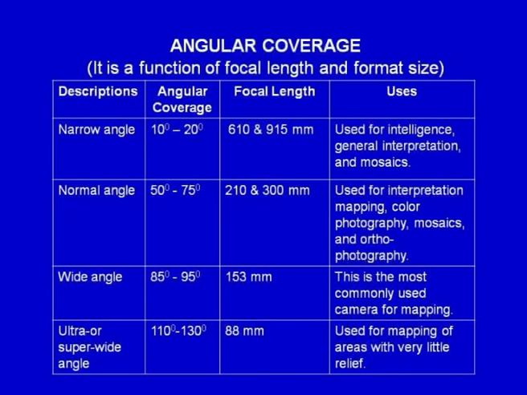The next category is wide angle, wherein the angular coverage is ranging between 85 degrees to 95 degrees with a camera focal length of 153 millimeters. This is the most commonly used camera for photographic mapping of ground. Then we have ultra or super wide angle, wherein the angular coverage is 110 degrees to 130 degrees with a camera focal length of about 88 millimeters, and it can be used for mapping of areas where there is very little relief, that is small height variations in the ground.